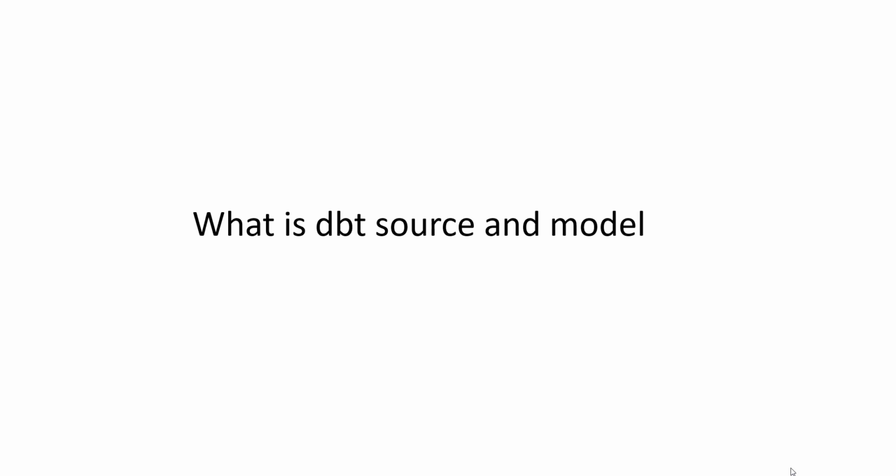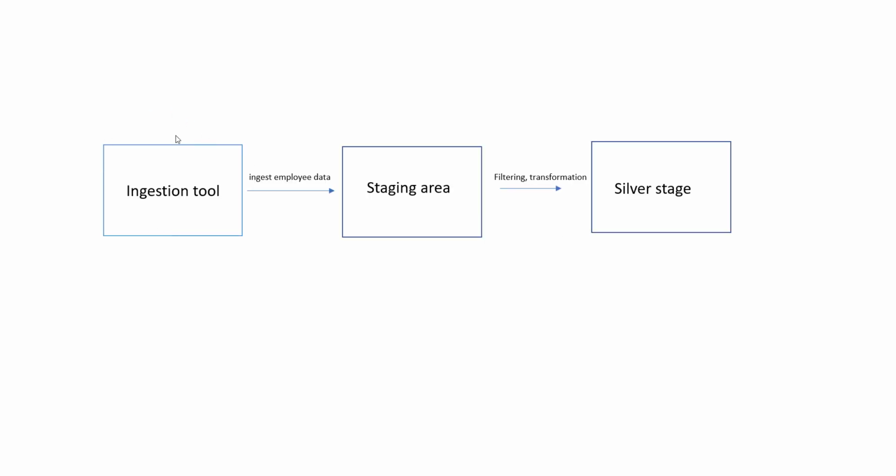So what is a DBT source and model? Just think that you have some ingestion tool, maybe Apache NiFi or Apache Spark, ingesting some data into your staging area. After that, you want to filter or apply some transformation on top of this particular staging area table, and create a silver stage, maybe some transformed table or finished goods or something else. As you know, DBT is a transformation tool. It is the T in ELT or ETL.